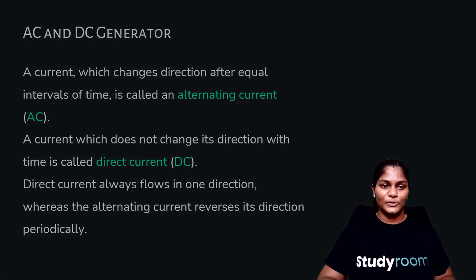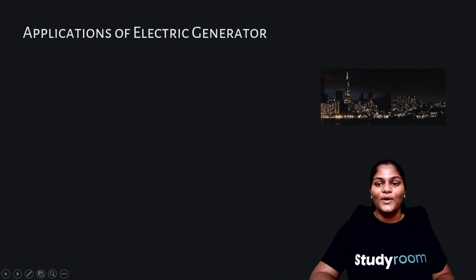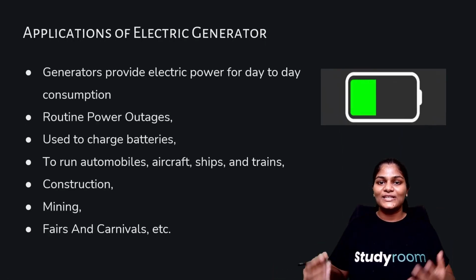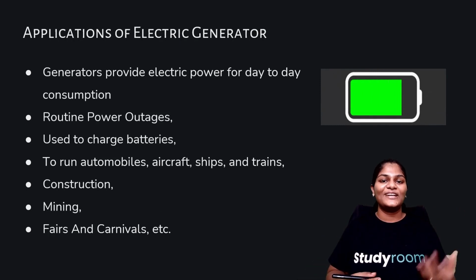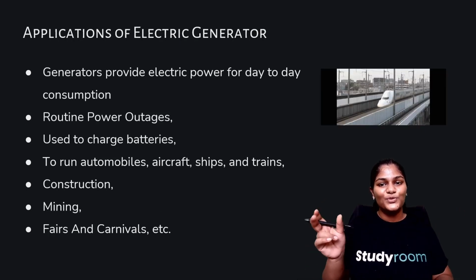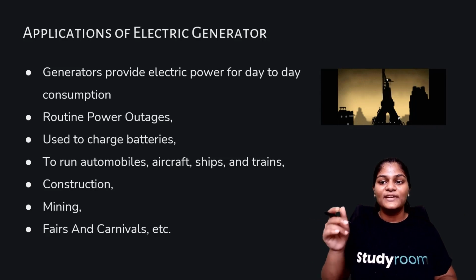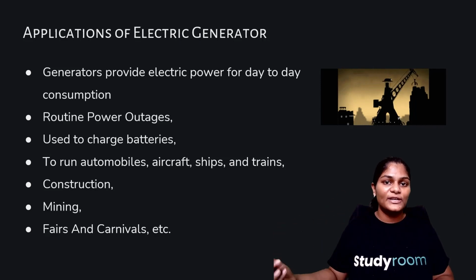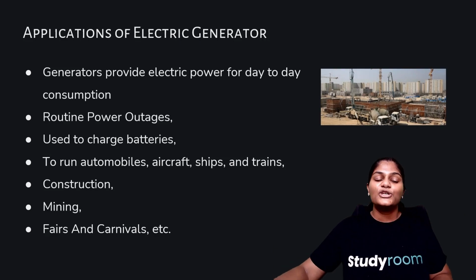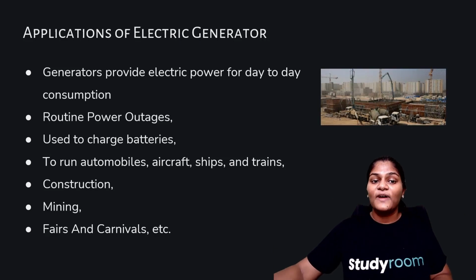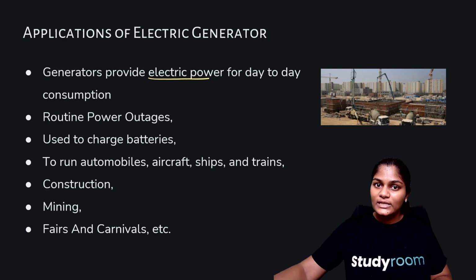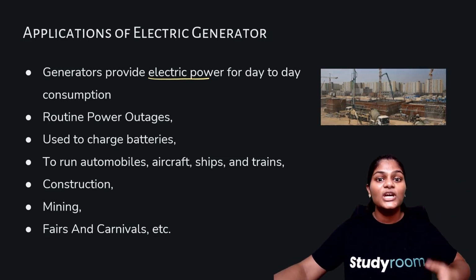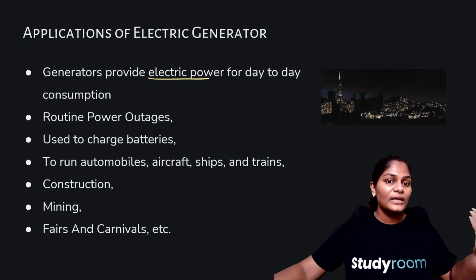Okay. Let's move on. Now, applications of an electrical generator. So these are the applications that you all see in your day-to-day lives, and you have this beautiful GIF running side by side where you can see all of the many uses of an electrical generator. Okay, so let's read. So the generators provide electrical power for day-to-day consumption because they convert that mechanical energy to the electrical energy which we need to get through our day.